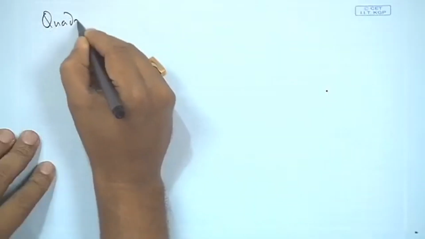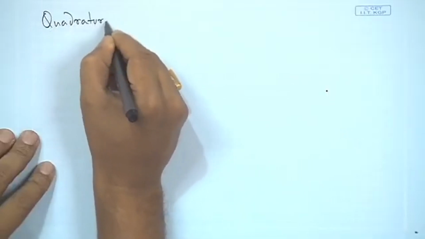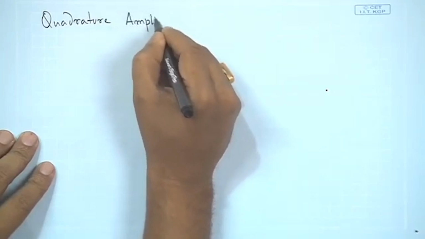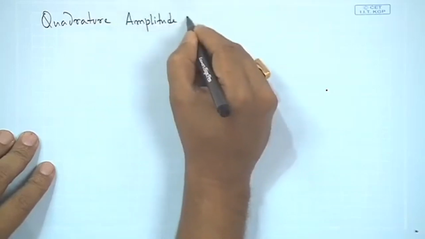So, with these two we would like to move forward to the next important modulation technique in the domain of digital communications, which is quadrature amplitude modulation.